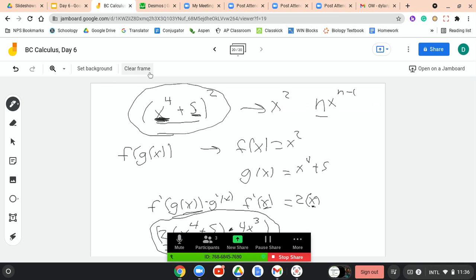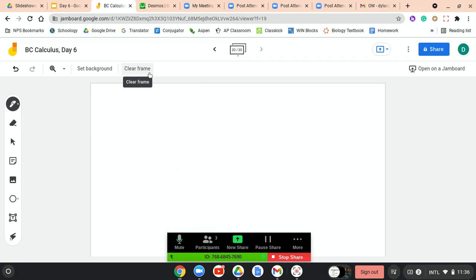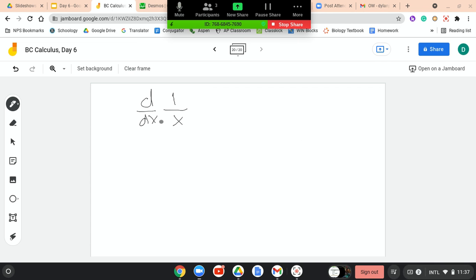I'm thinking of how I want to do this, because there's many ways to prove it. All right, we're going to do something very quickly. I'm going to show you what the derivative of 1 over x is, just very quickly. I won't stop too much, because I just want to get it done very quickly.